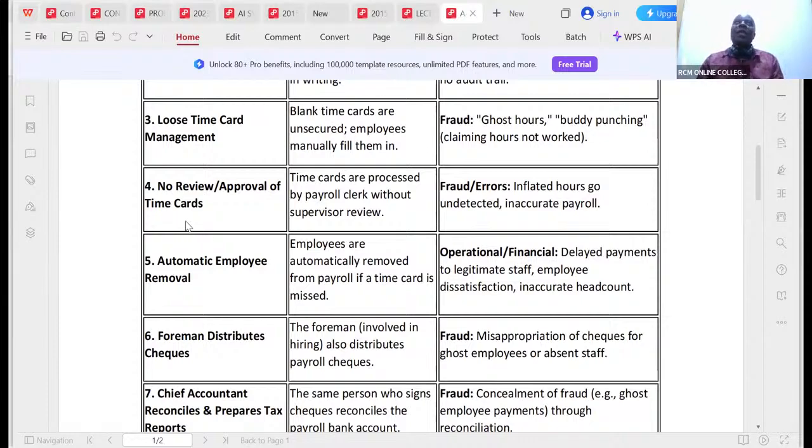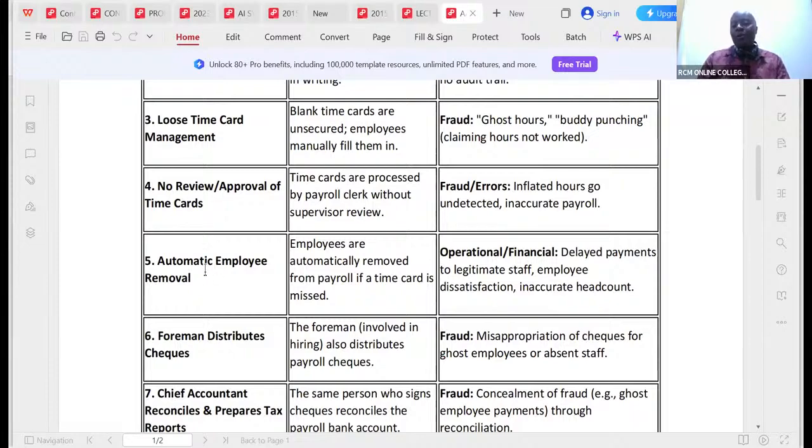So you see this person, basically the clerk, just picks those cards that have been filled by the employees and dropped inside a box, and automatically enters that information in a computer. There is nobody even checking whether the time is well captured. There is nobody in this case who is approving. So we have no review or approval of time cards. We have already looked at this.